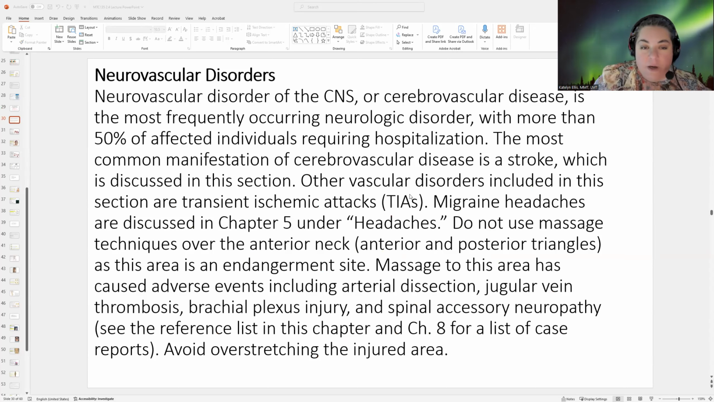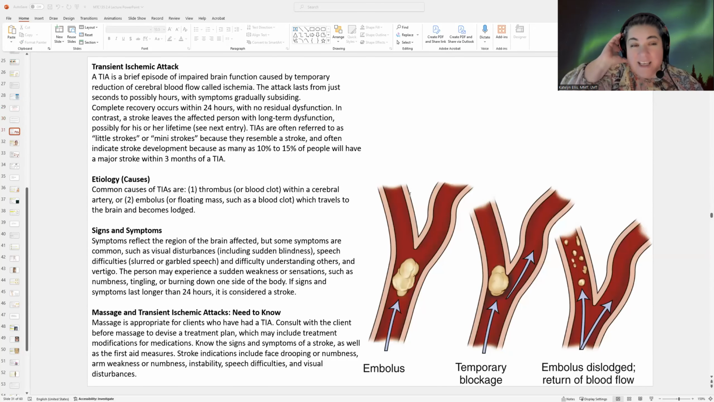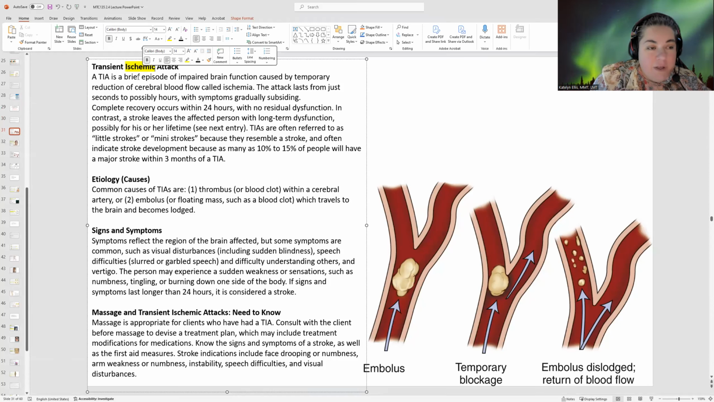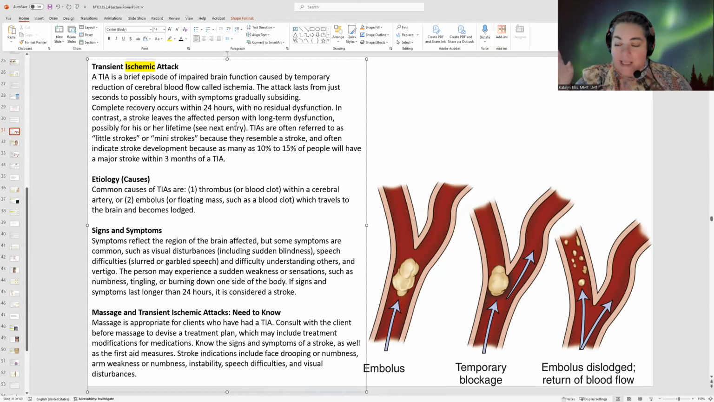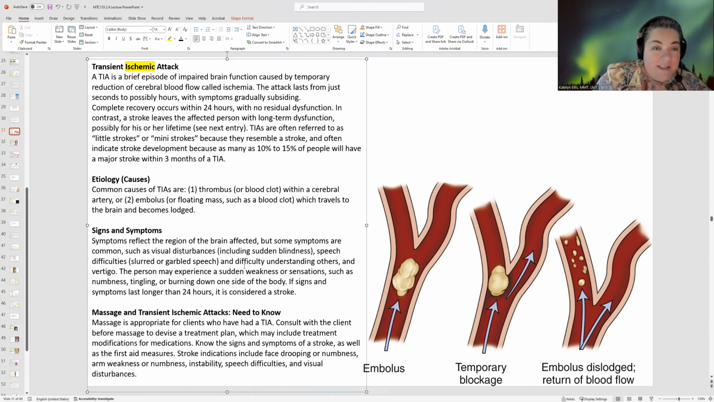Neurovascular disorders is where we are going to start. The first thing is a TIA, which is a transient ischemic attack. All right, remember the word ischemia, ischemic. I'm going to go ahead and highlight that for you. Ischemic means a lack of blood flow. All right, so in the case of an ischemic attack, it only lasts from seconds to hours with the symptoms gradually subsiding. This is a complete recovery attack within 24 hours.